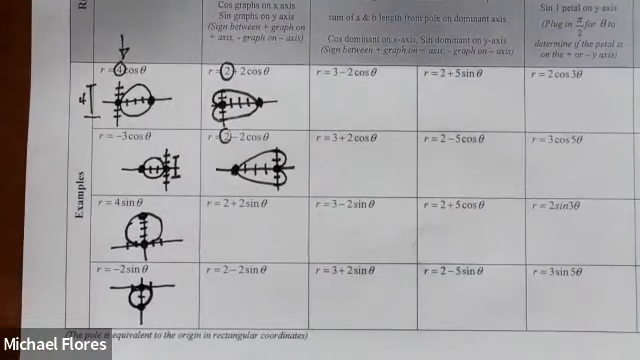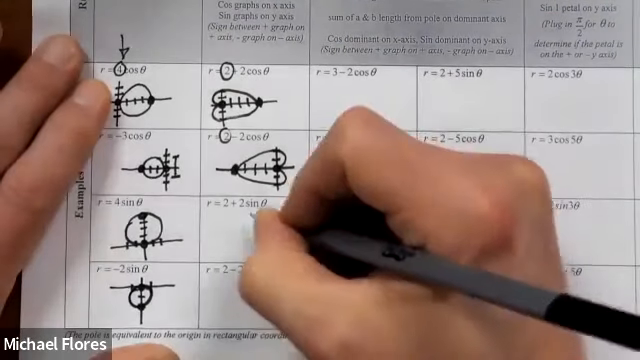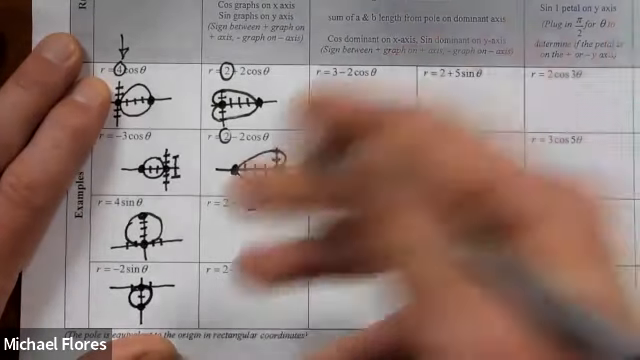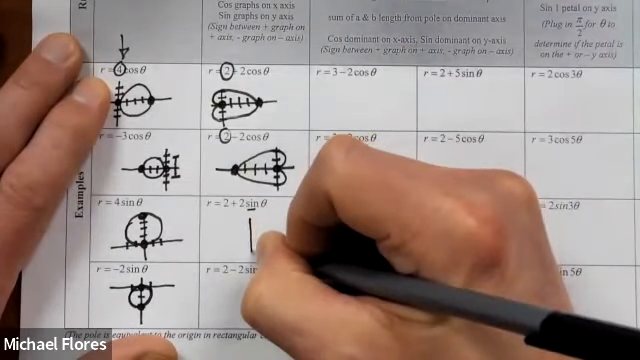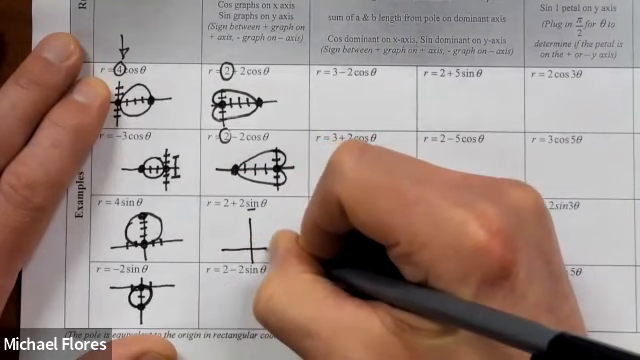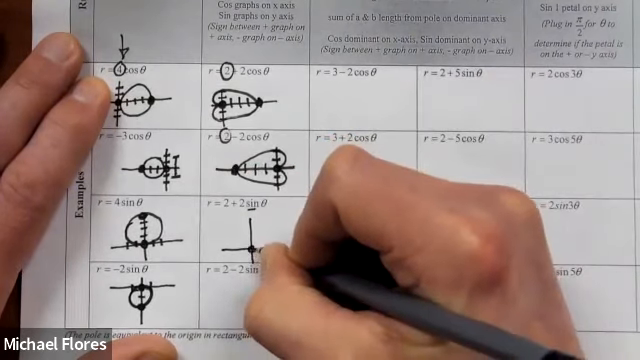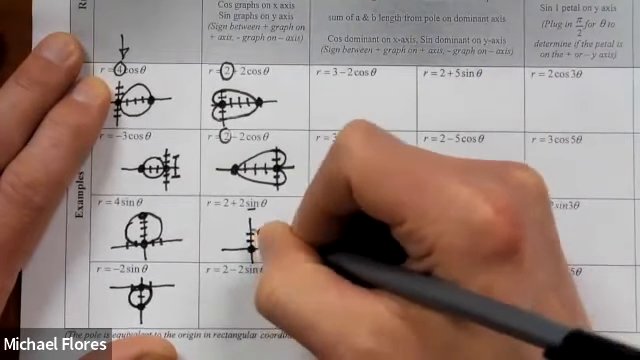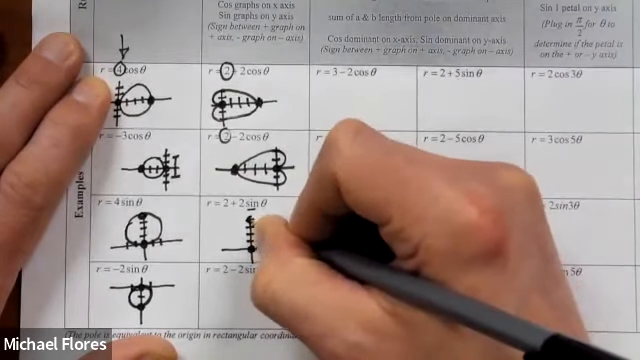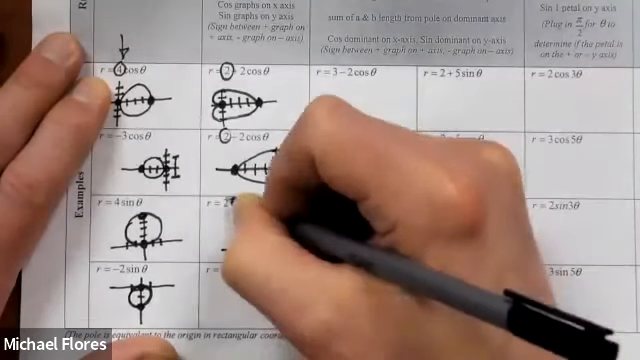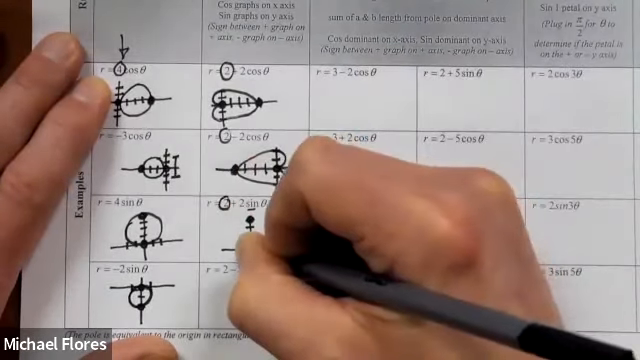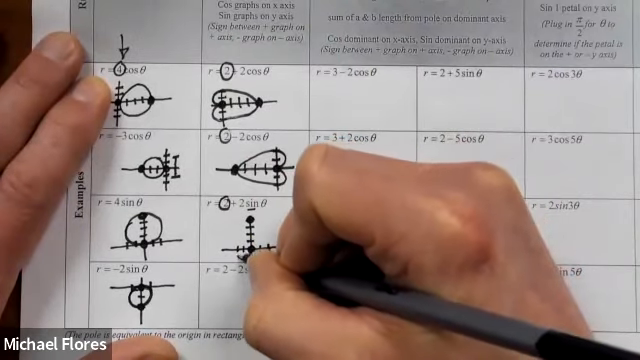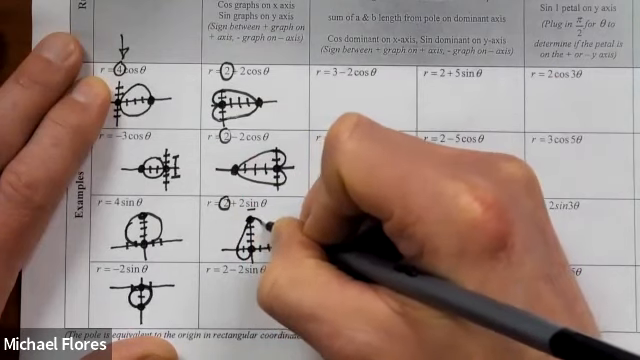r equals 2 plus 2 sine theta. Sine is the y-axis, and there's a +2 in front of it, so positive y-axis. Plot the pole. 2 plus 2 is 4, so up 1, 2, 3, 4. Plot the dominant axis, a value of 2, so we're going to go left of the pole 2, right of the pole 2, and then let's draw the most beautiful heart you've ever seen in your entire life. Let's go.